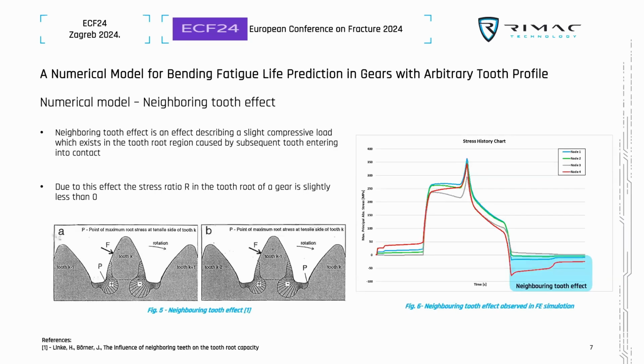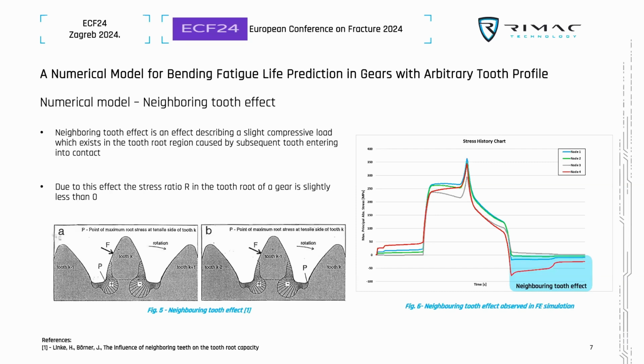So what is the neighboring tooth effect? The neighboring tooth effect describes a slight compressive load happening in the tensile region of a tooth due to the subsequent tooth entering the contact. If you look here at the tooth K being loaded, the tensile zone is in the root region of a gear just below the working flank. When this tooth exits the contact and the tooth after it enters, the zone which was tensile loaded on the tooth K is now here, and the compressive zone of the tooth coming into contact after it is located here. We can see that a certain point on the surface of this tooth root actually sees a slight amount of compressive loading as well.